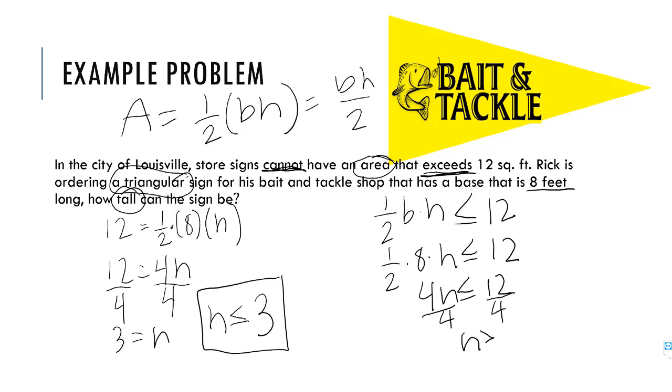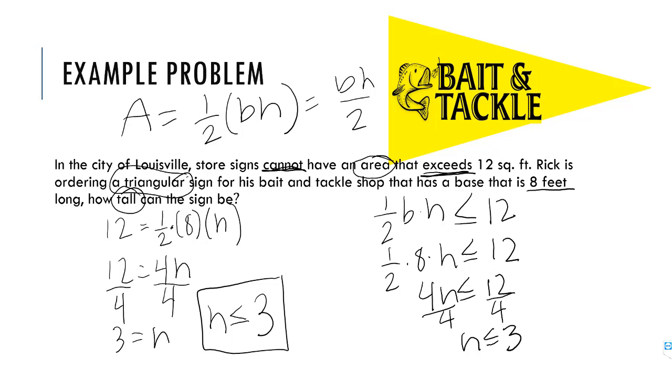So h is greater than or equal to 3. Oops, less than. Let's fix that. I got too excited talking about those negative numbers. There you go. The height has to always be less than or equal to 3.